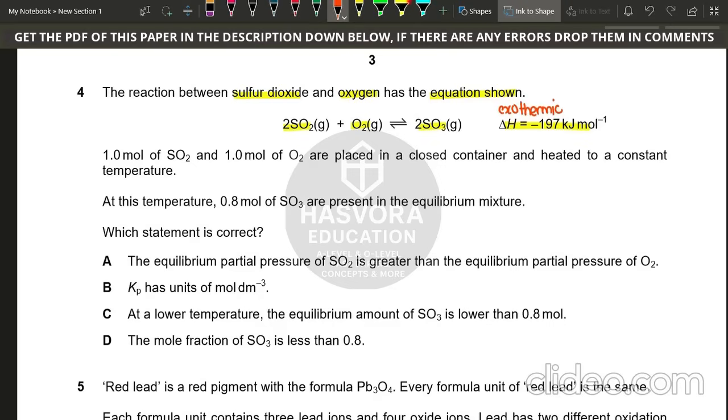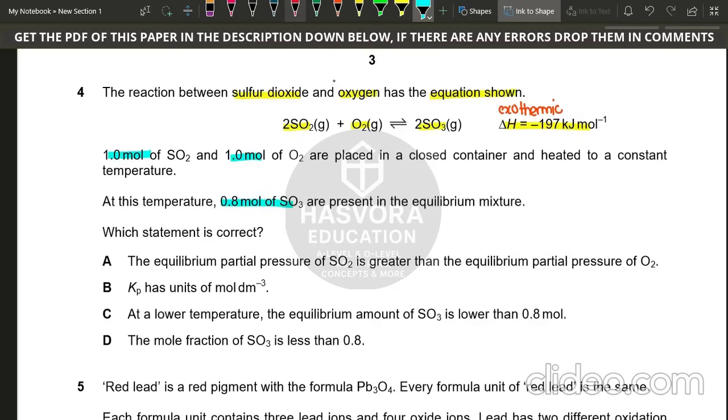Starting with that, we can now read the second line, which says that 1 mole of SO2 and 1 mole of oxygen are placed in a closed container and heated to a constant temperature. Initially the quantities of the reactants, SO2 and O2, have been given. They are both 1 mole, and at this temperature, when it reaches equilibrium, there are 0.8 moles. You have to focus on this: there was 1 mole of each of the reactants, and at equilibrium there was 0.8 mole of SO3.